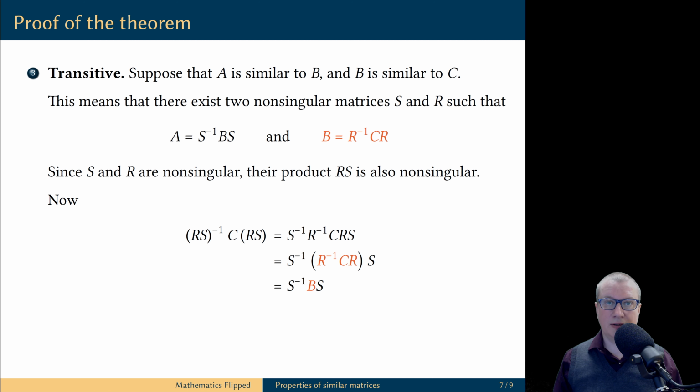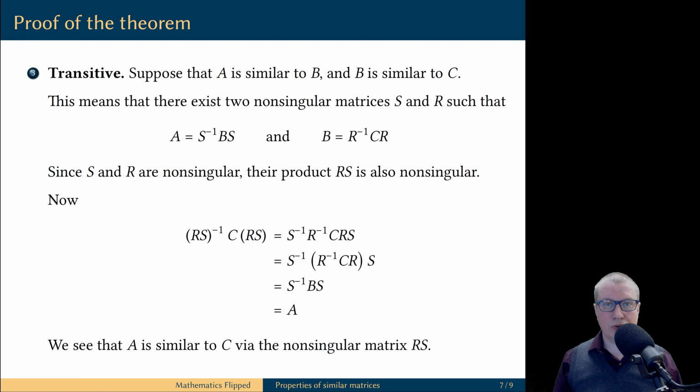And next, we are going to use our assumption that B is equal to R inverse CR. But then S inverse BS is equal to A. This computation shows that the matrix A is similar to the matrix C via the non-singular matrix RS. This completes the proof that similarity is an equivalence relation.